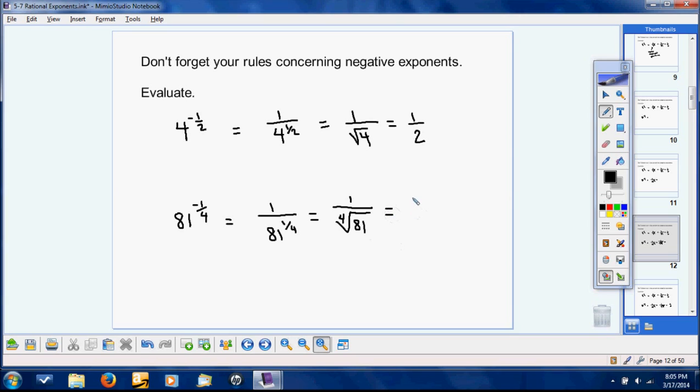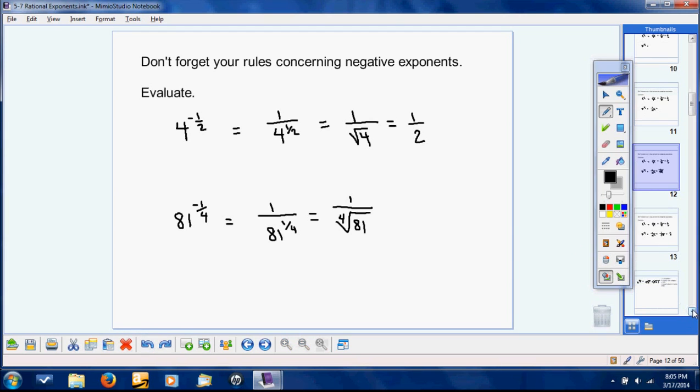So that would equal 1. I'll let you figure that out. Think it through. You can use your calculator to evaluate the 4th root of 81. We find out that it's 3 times 3 times 3 times 3. And that means that it's 1/3. Okay. 1 over the 4th root of 81 does equal 1/3.